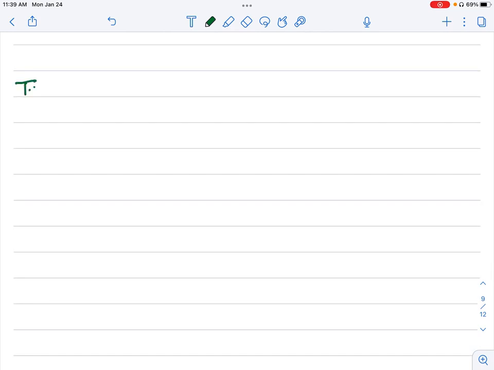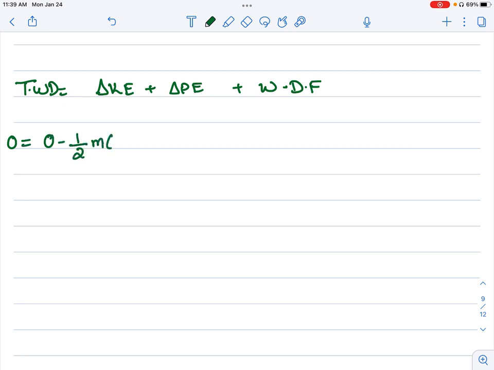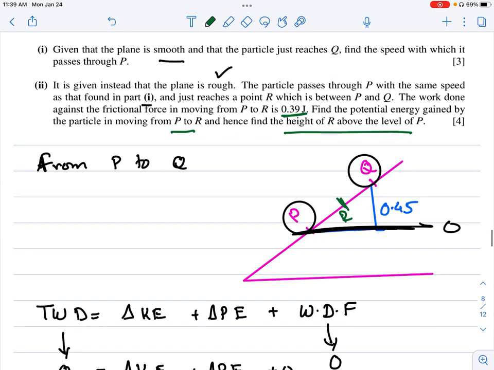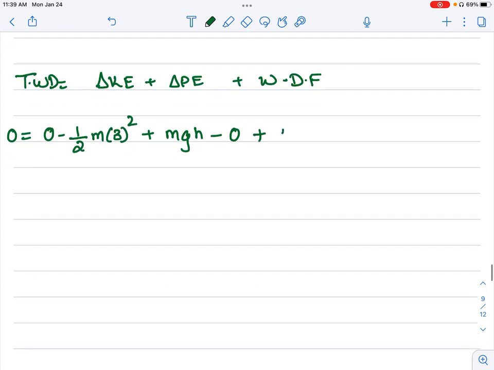So same, total work done is equal to delta KE plus delta PE plus work done against friction. Total work done is still 0. Delta KE means final kinetic energy, which is 0, minus initial kinetic energy, which is half times m times 3 square, since it moves with the same velocity. Final potential energy is m times g times h, minus initial potential energy, which we consider as 0, plus work done against friction. The work done against the frictional force is 0.39.